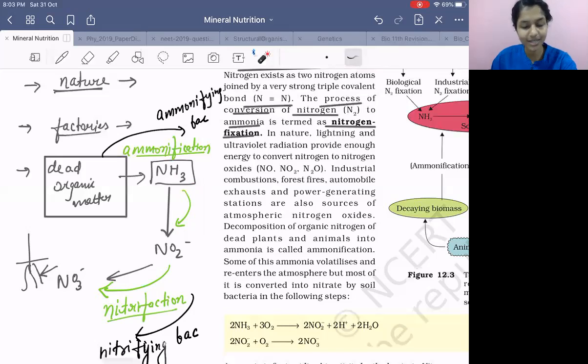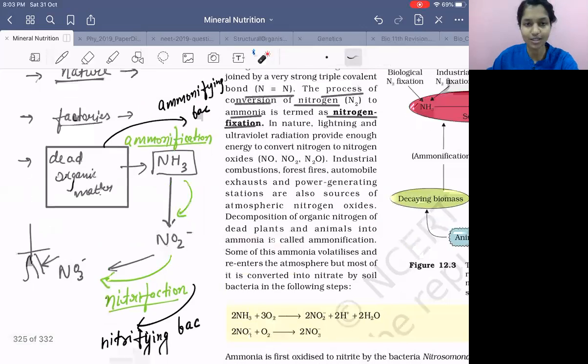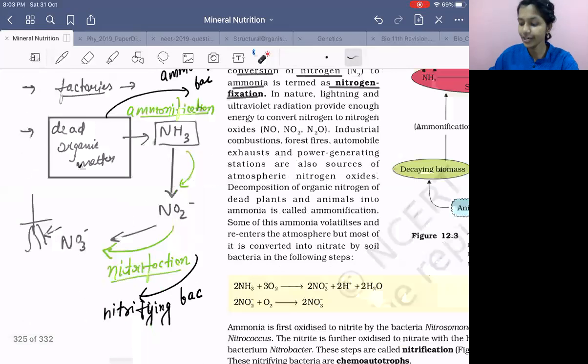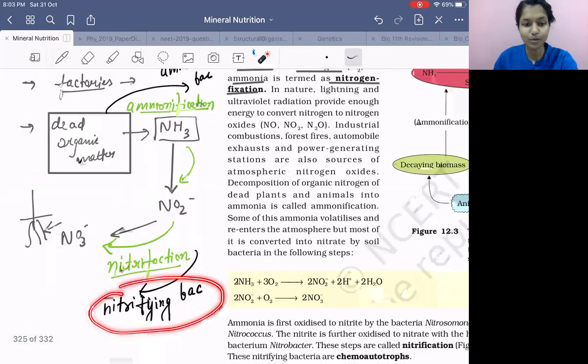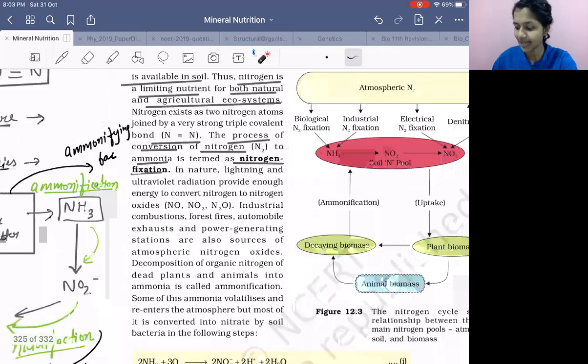Now what we need to learn is the name of the nitrifying bacteria. You don't have to learn the name of the ammonifying bacteria, because it's not there in NCERT. Okay? Now come back here to the diagram of NCERT.